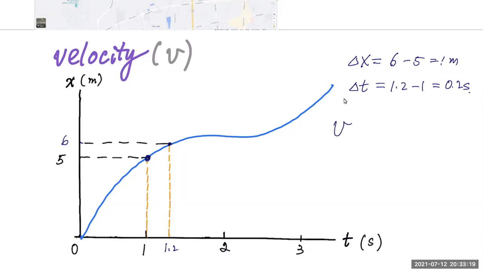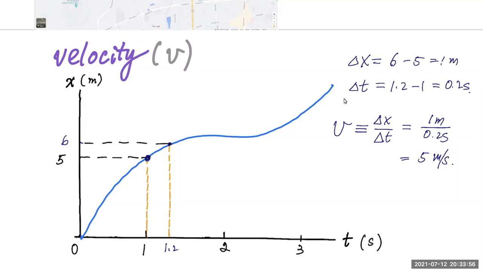So velocity is defined as the rate at which the position changes. In this case, 1 meter over 0.2 seconds, and that is 5 meters per second. That's how fast you're moving between 1 second and 1.2 seconds. But what you're getting here is what's called the average velocity between t equal to 1 second and t equal to 1.2 seconds. During that time, even though the time interval is pretty short, 0.2 seconds, it is still possible for you to change your velocity. What we're getting is only the average velocity.